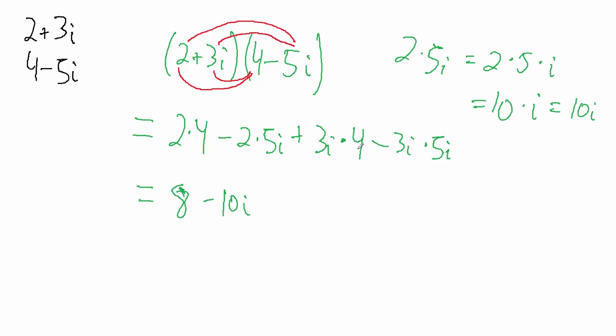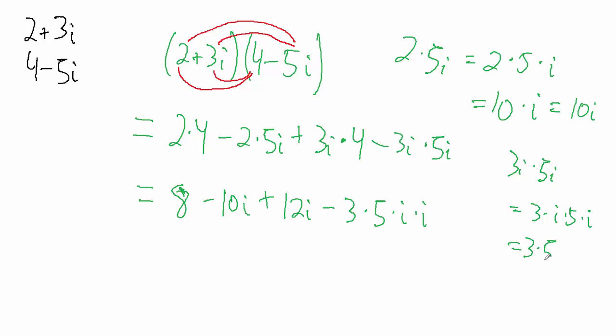And then we have plus 3i times 4. So similarly, that's going to give us plus 12i. And then here we have minus 3i times 5i. So we can rewrite that as minus 3 times 5 times i times i. Okay, 3i times 5i is just 3 times i times 5 times i. And we can just rewrite that as 3 times 5 times i times i. So that's what we're doing here. Okay. Now, is it really necessary to show all that in that much detail? No, but I do want to highlight what's going on here.